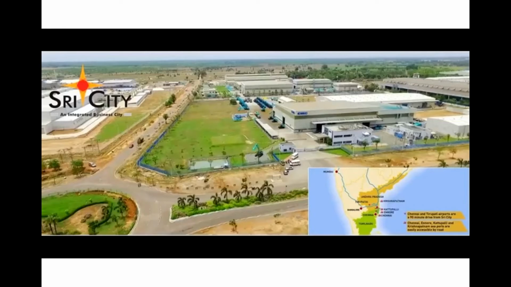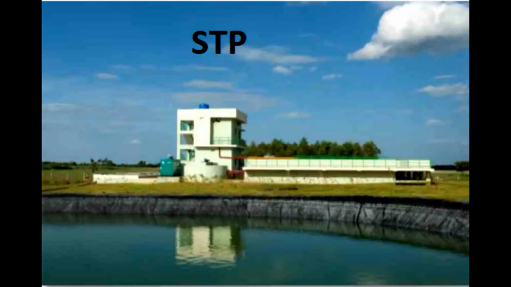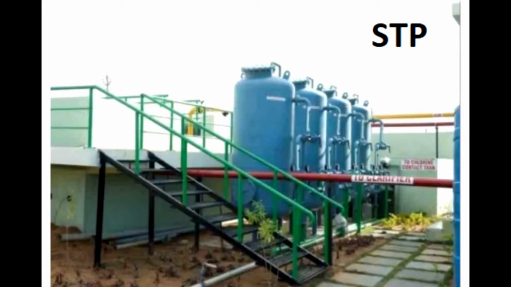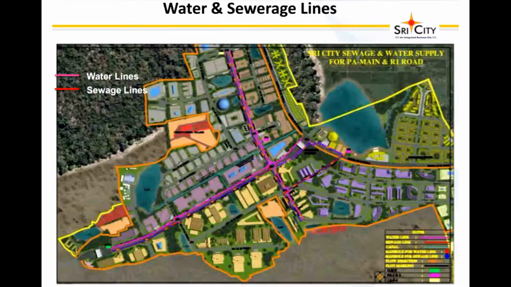Sri City distributes potable water to all the units through its internal water treatment plant on a 24/7 basis. With an allocation of 1000 million cubic feet of water from the government of Andhra Pradesh and armed with an efficient rainwater harvesting system, Sri City has copious water resources for its current and future needs.